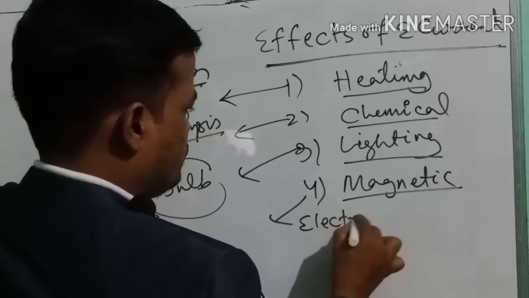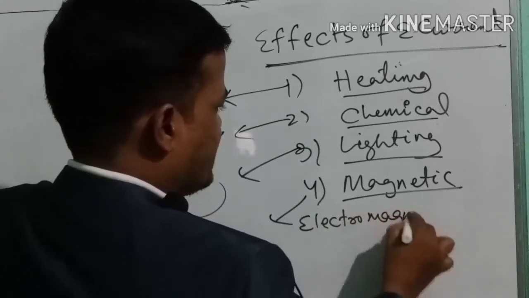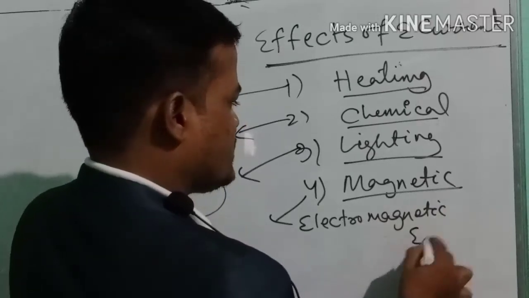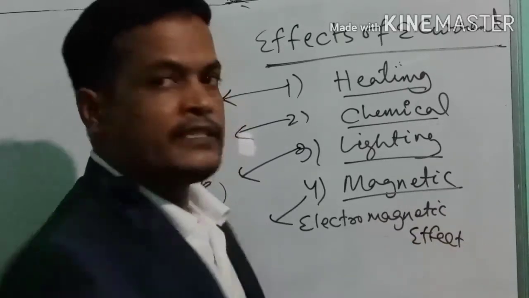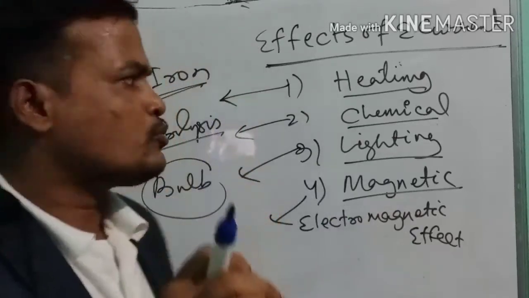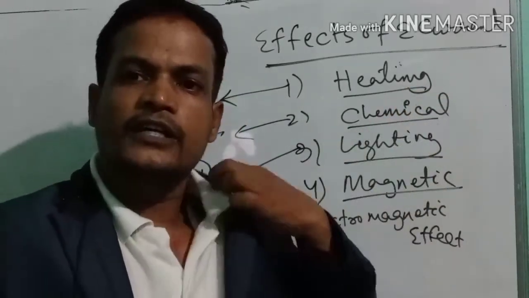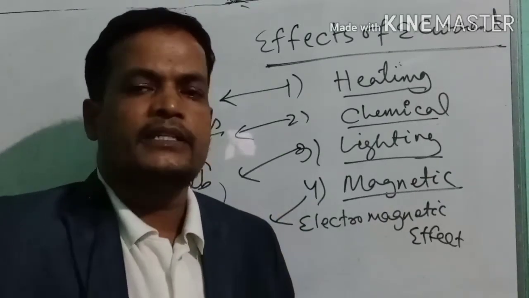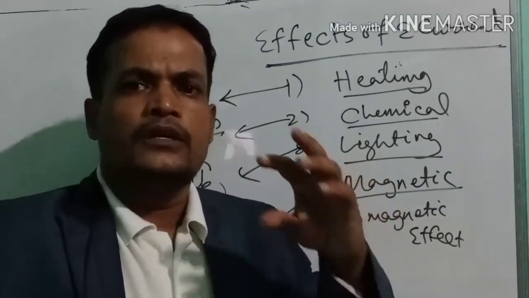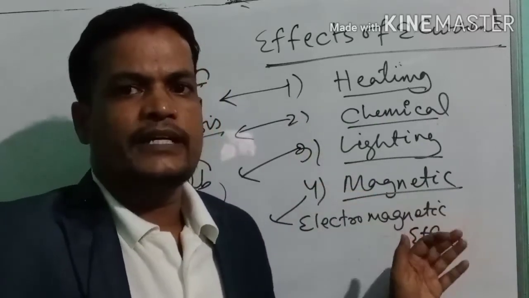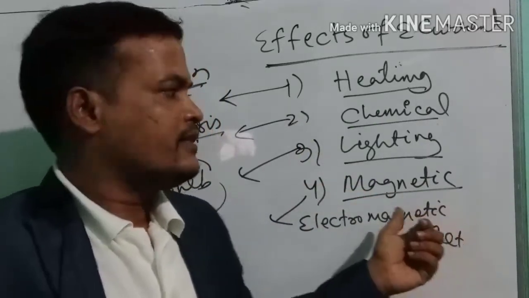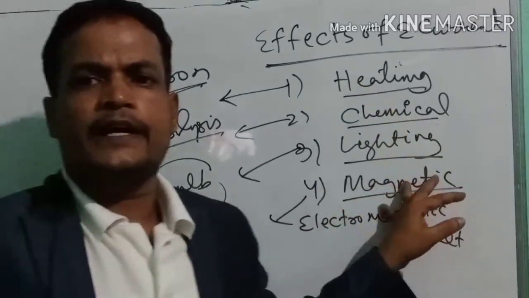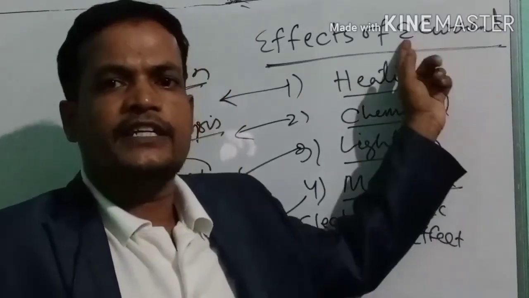is produced due to this electric current, the electromagnetic effect. The electromagnet is a temporary magnet which is produced by this electric current, which is applied in the calling bell. You must have seen that in calling bell, refrigerator, TV, the magnet used is called electromagnet, that means produced from the electric current. So heating effect, chemical effect, lighting effect, magnetic effect, these are the different effects of electric current.